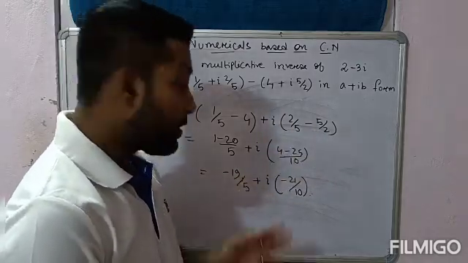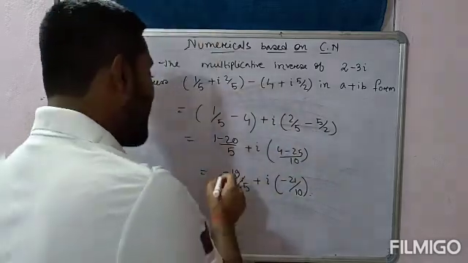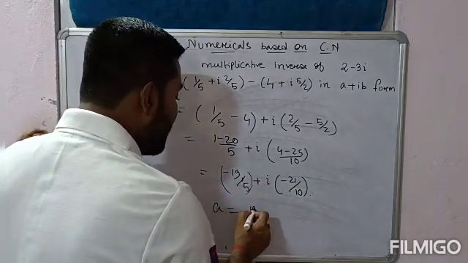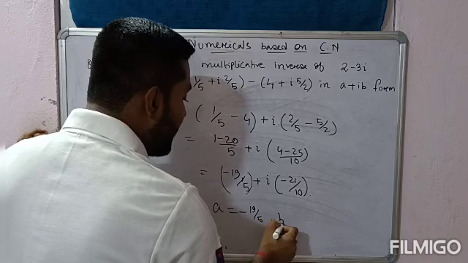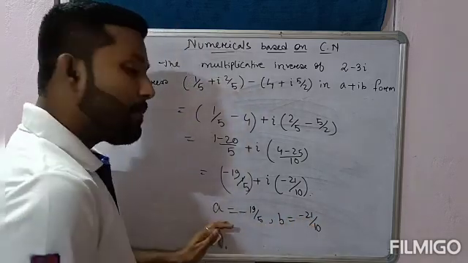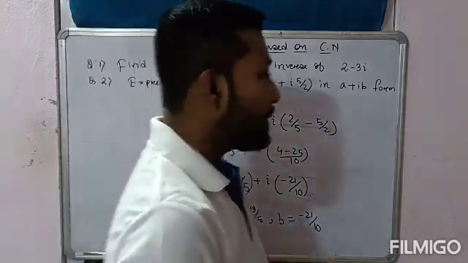So this is in the form of a plus ib, where a is equal to minus 19 by 5 and b is equal to minus 21 by 10. a means the real part, whereas b is the imaginary part.